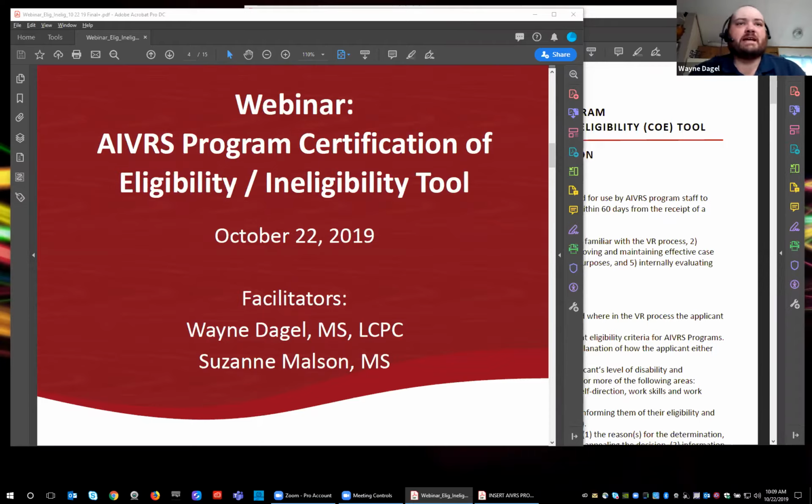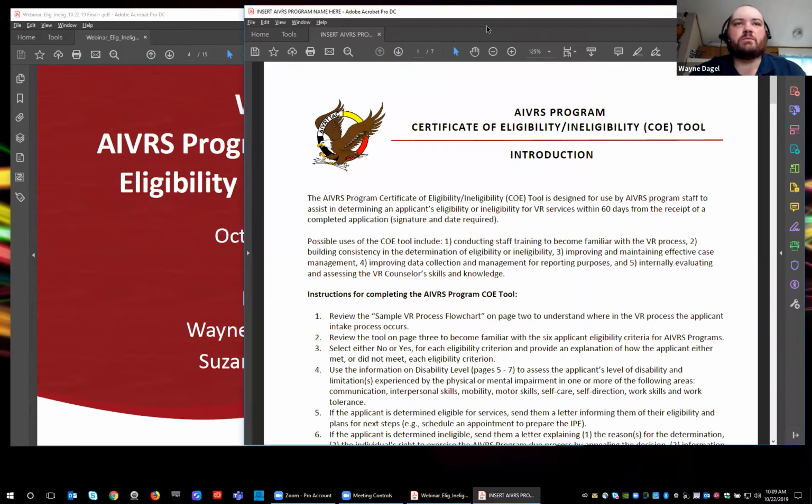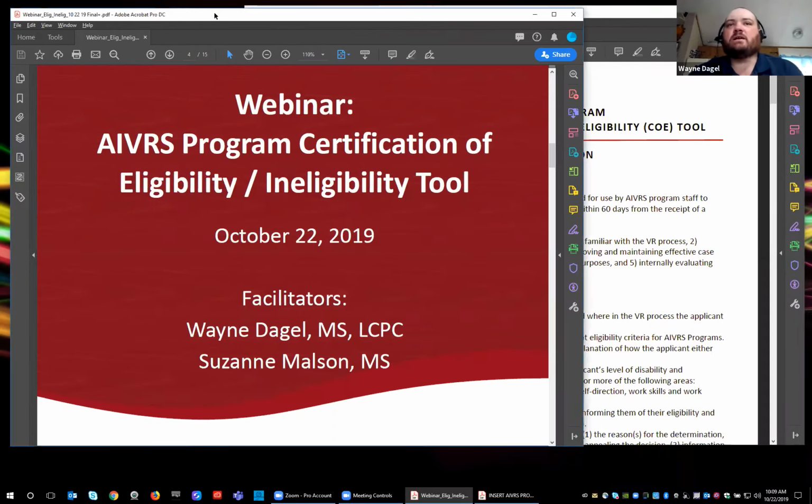In response to that, we came up with this tool, and it's all about making life easier for the program and for the staff involved in that determination of eligibility. Today we're going to go over the tool, and as we go through it, we're going to also delve into some of the fundamentals or components of the eligibility process.